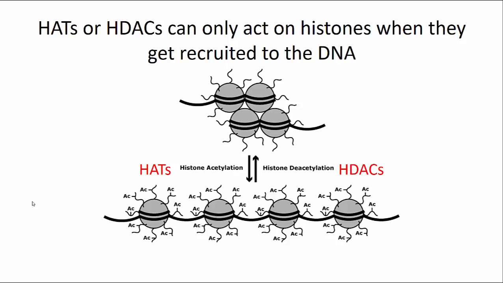Because histone acetyltransferases lead to this open chromatin conformation that allows transcription, we would actually say that HATs are transcriptional activator proteins. And since HDACs lead to this tighter chromatin conformation, we would say that an HDAC is a transcriptional repressor.